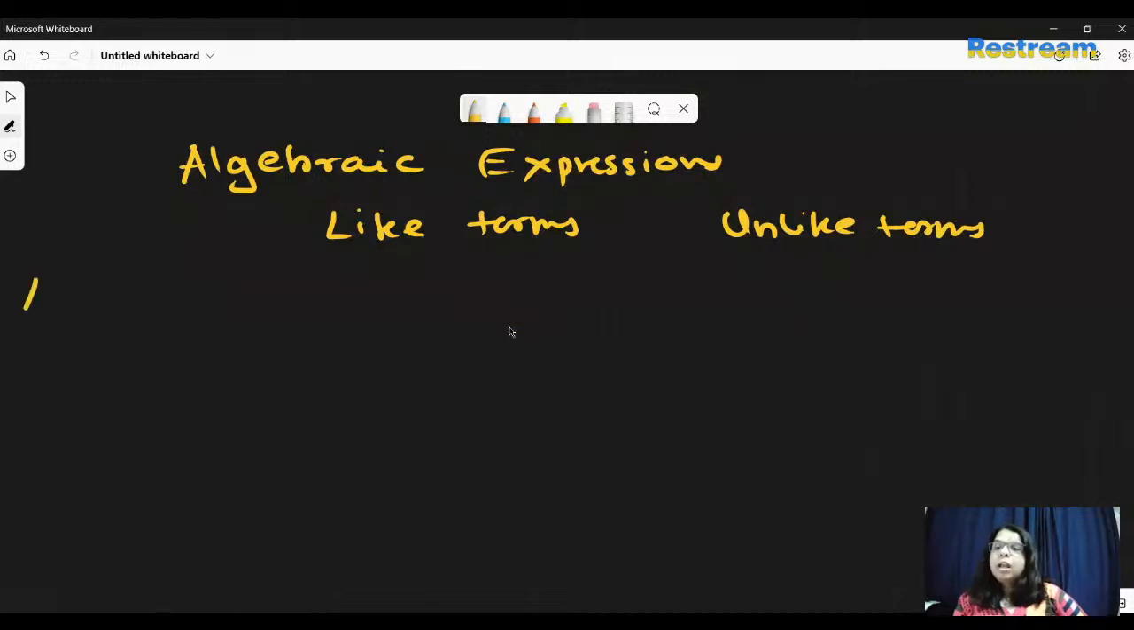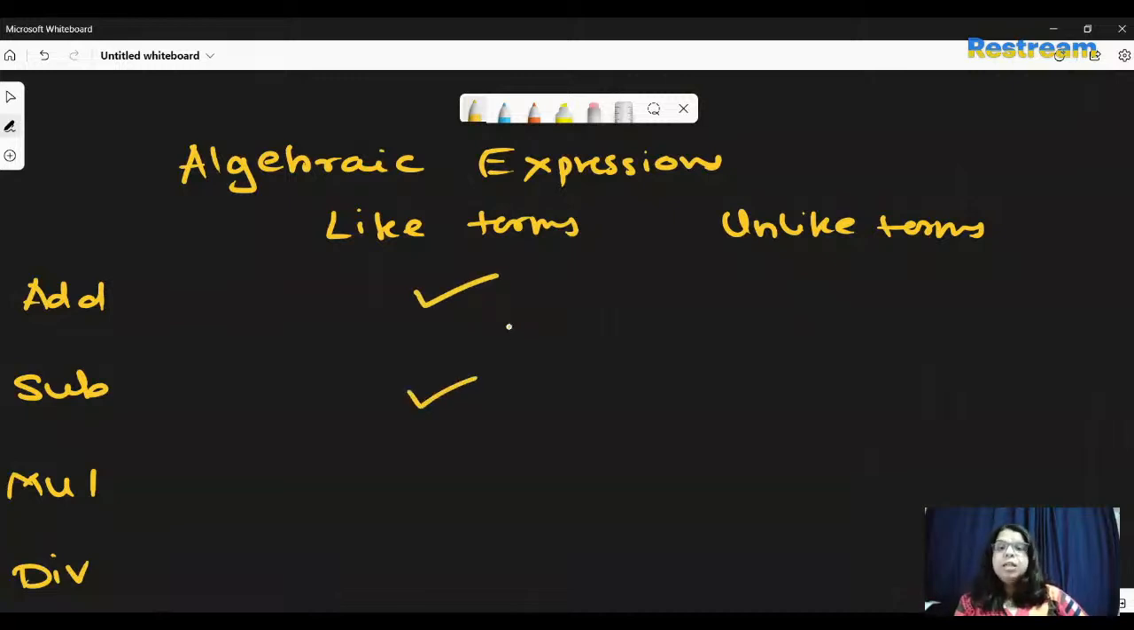There are 4 types of operations which we generally perform on any kind of mathematical entity: addition, subtraction, multiplication, and division. Like terms can be added, subtracted, multiplied, and divided, whereas unlike terms cannot be added or subtracted, but can be multiplied and divided. We are going to see what I mean by they can be added or cannot be added.